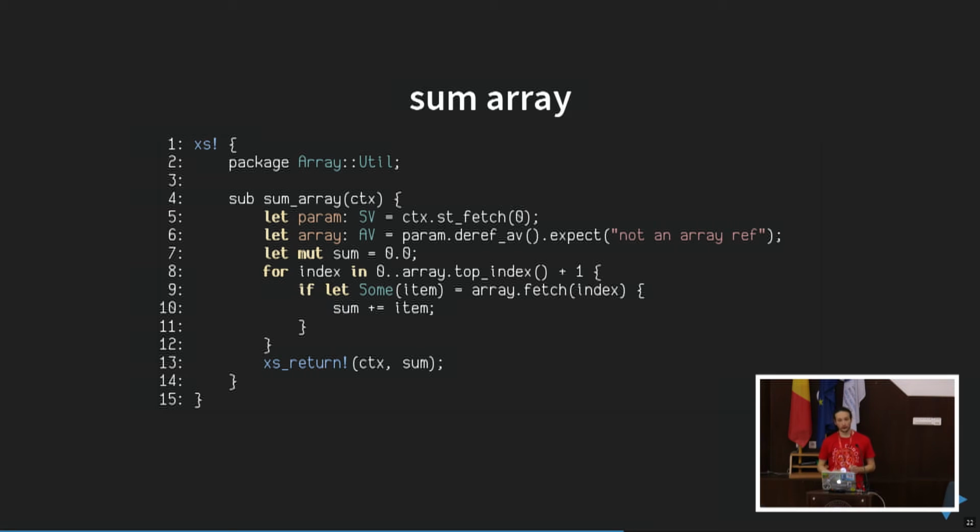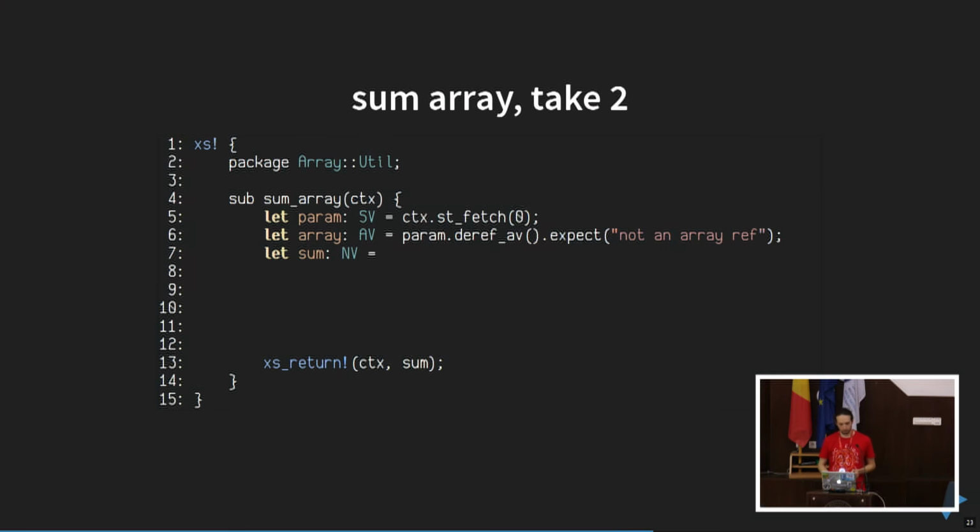So when the loop finishes, we return the sum. It is converted back to an SV and returned to Perl. This is not bad. It's 15 lines of code to go over the array, but we can do better. Let's rewind a bit and try again.